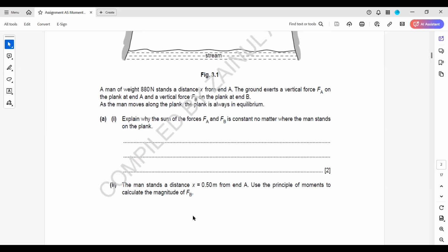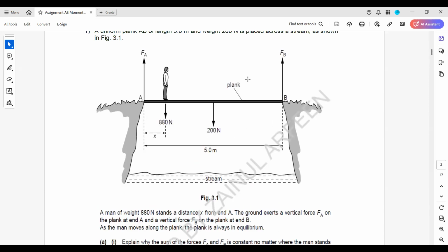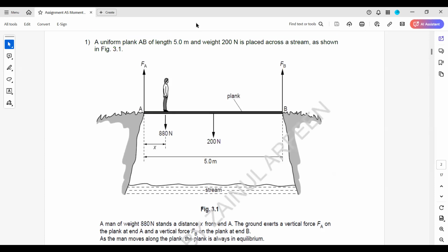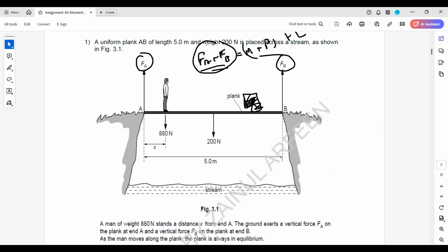What if there is a different weight on the plank? Yes, in that case, for example, if we add another weight, the sum of Fa and Fb will change. Because right now, Fa and Fb are acting upward and the weight of the man and the weight of the plank are acting downward, so they're balancing. But if we add another load, the sum of Fa and Fb will also change.